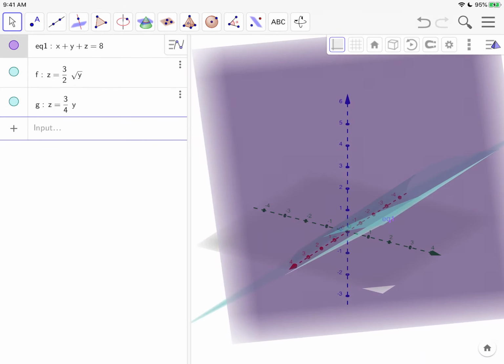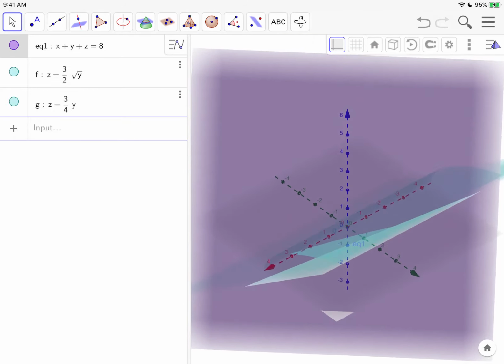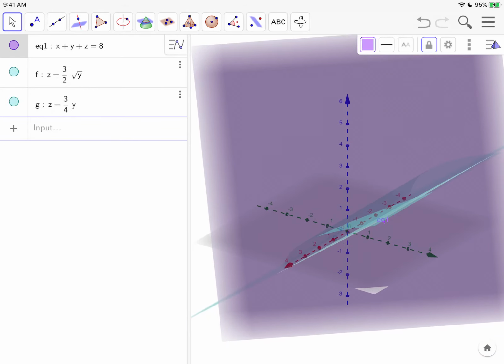All right, so the red is x, right? And so we're going to start over in the YZ plane where x is 0, right? And we're between those two cylinders, z equals 3/2 square root of y and z equals 3/4 y. And we're going to look at the volume between those two cylinders from the YZ plane up until the plane x plus y plus z equals 8.